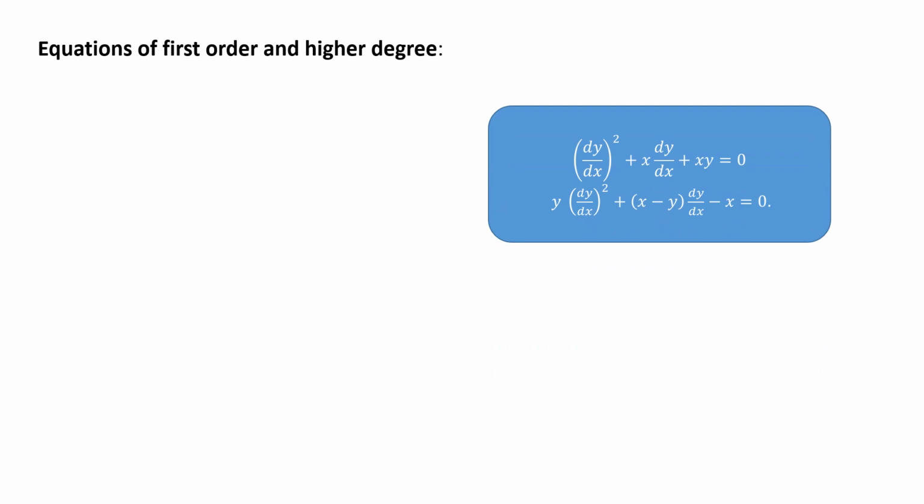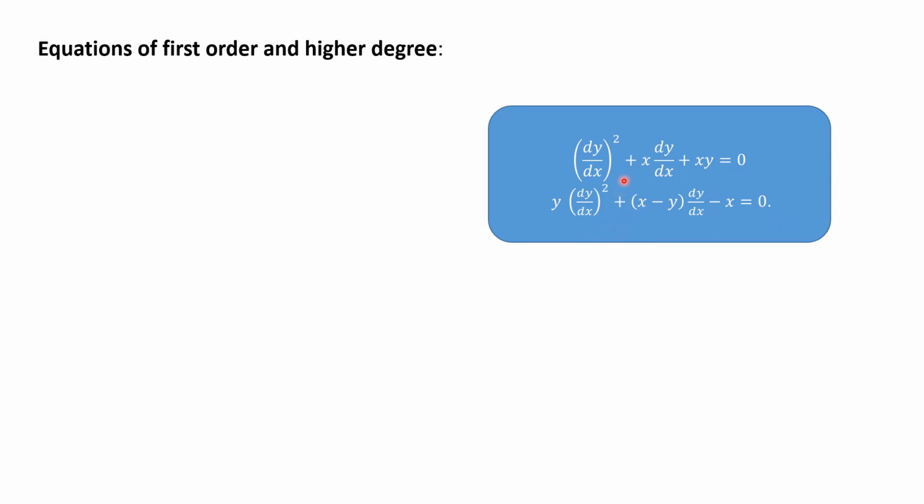So equations of first order and higher degree. For example, if suppose we have equation say (dy by dx) squared plus x dy by dx plus xy equal to 0. Here the equation is of first order but it is of second degree. Here also we have a first order second degree differential equation, y (dy by dx) squared plus x minus y dy by dx minus x equal to 0.